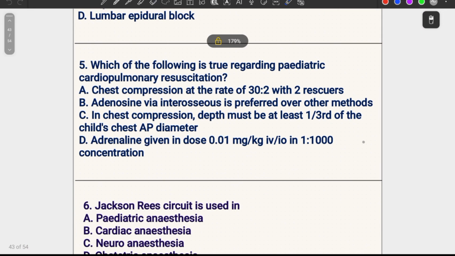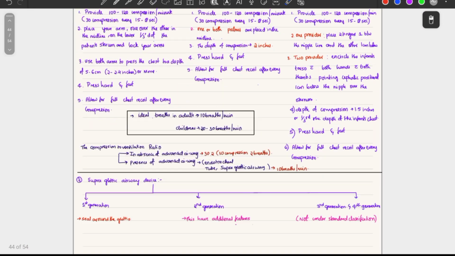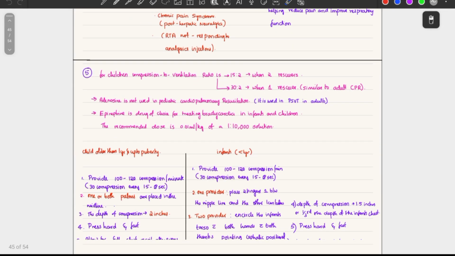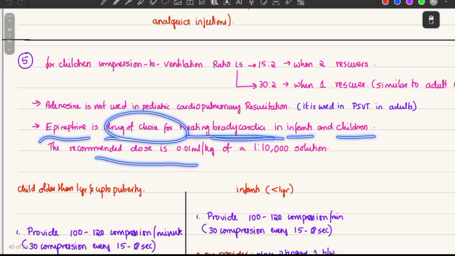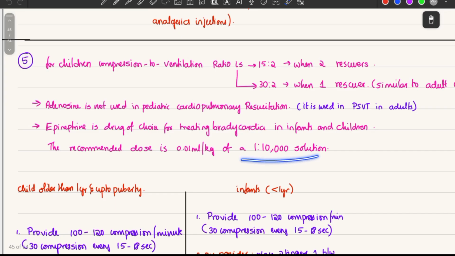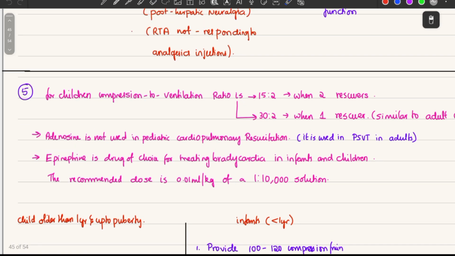Okay, let me show you the explanation. Epinephrine is the drug of choice for treating bradycardia in infants and children. The recommended dose is 0.01 ml per kg of 1:10,000 solution. In the question they have given 1:1000 and they have given adrenaline, not epinephrine. So the fourth option is also wrong.